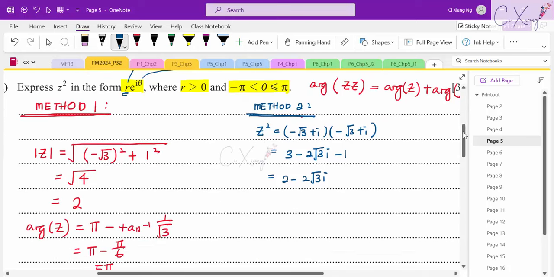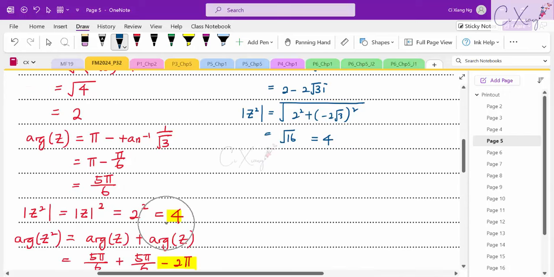Okay, then since I already know what my z squared is, to write it out in the exponential form, I need to find out the modulus first. So the modulus of z squared will be the square root of 2 squared plus negative 2 square root 3 squared. So you'll have square root 16, and therefore the modulus of z squared is 4. You can compare it with the method that we used just now. We are actually getting the same length, the same modulus.